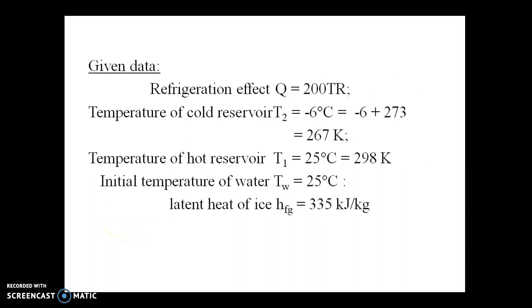So given data: refrigeration effect or refrigeration capacity of the refrigerator Q, the heat transfer rate, is 200 ton of refrigeration. The next data is temperature of the cold reservoir T2 equal to minus 6 degrees Celsius. We convert the unit of temperature from degrees Celsius to Kelvin. The temperature of the hot reservoir is T1, 25 degrees Celsius, and convert the unit into Kelvin. Initial temperature of water is 25 degrees Celsius. Latent heat of ice is 335 kilojoule per kilogram.